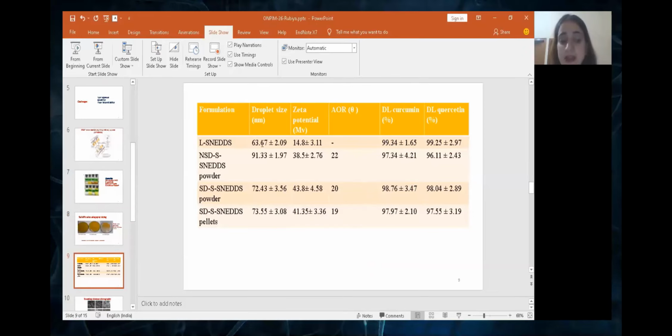Here we can see that in the case of liquid SNEDDS as well as SNEDDS powder and pellets, after spray drying, the droplet size is almost the same. The zeta potential has increased after solidification. Angle of repose has improved after spray drying and conversion into pellets. Drug loading is more than 95% in all the cases. These results show that the integrity of SNEDDS is maintained after conversion into pellets.